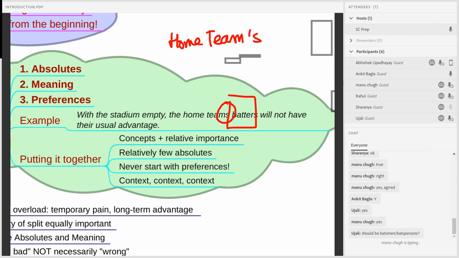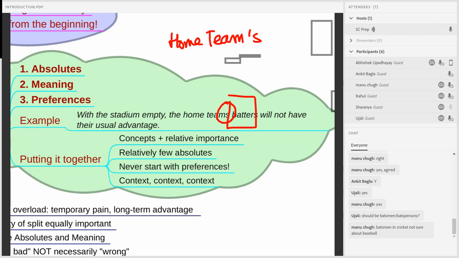Yes, yes. Ujali says it should be batsman, batspersons. Got it. Batsman in cricket, not sure about baseball. Fair enough.